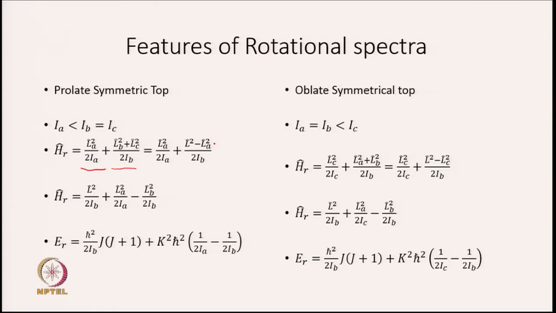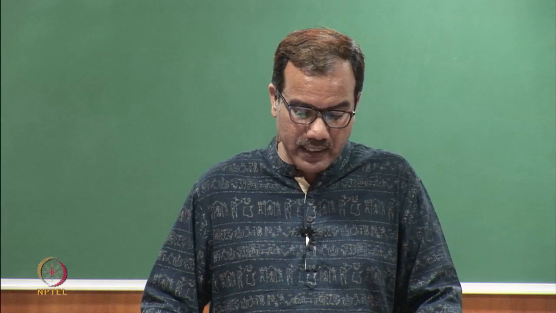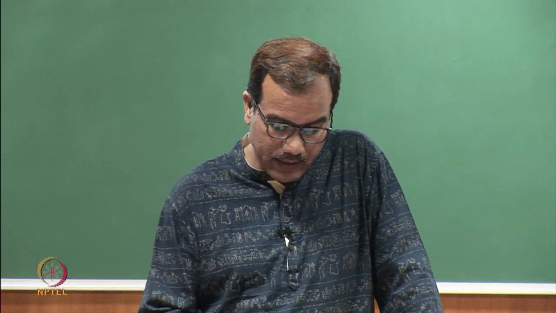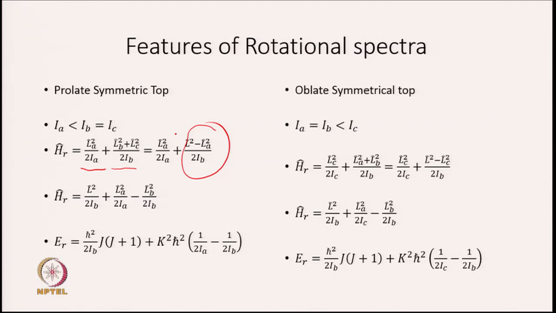So, L square is basically your operator LA square plus LB square plus LC square. LB square plus LC square will be equal to L square minus LA square, and that is what is done here. And then a Hamiltonian can be written like this, and this value we already know. This is h bar square by 2 IB J(J plus 1), and then for these two terms we can write another quantum number k. So, this is equal to k square h bar square (1 by 2 IA minus 1 by 2 IB).